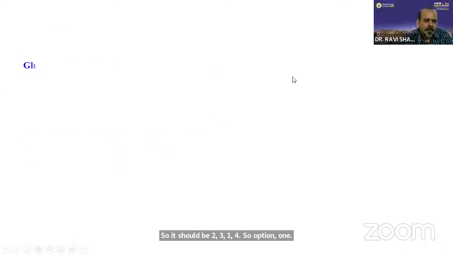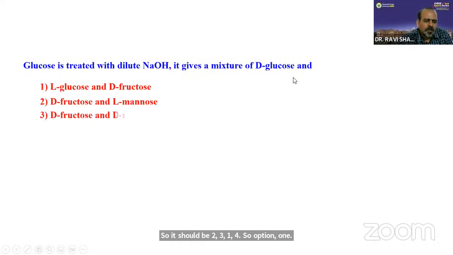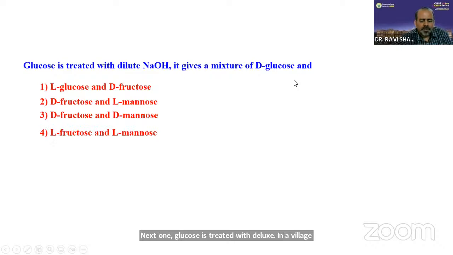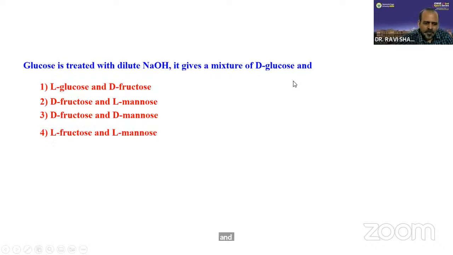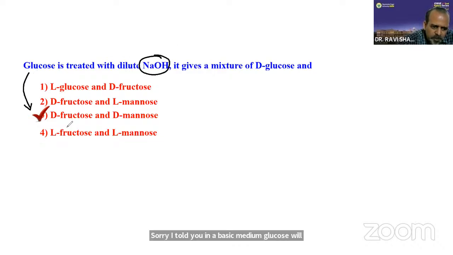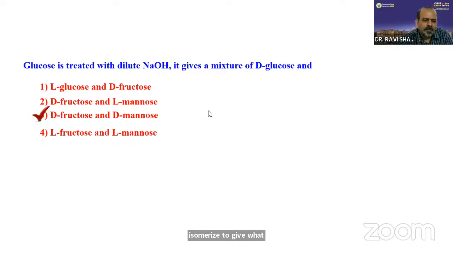Next one. Glucose is treated with dilute NaOH. It gives a mixture of D-glucose and what? I told you, in a basic medium, glucose will isomerize to give what? Fructose also, and mannose. It is called enolization, isomerization, the Lobry de Bruyn-Alberda van Ekenstein rearrangement.